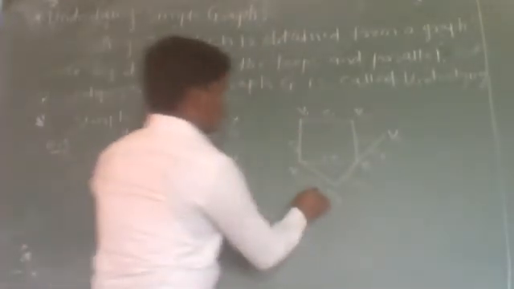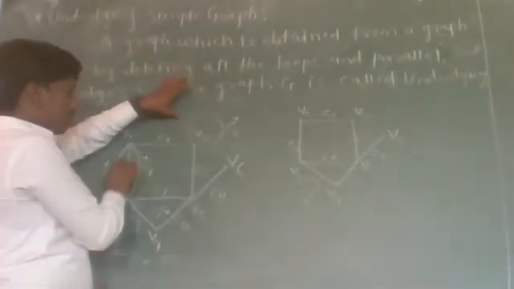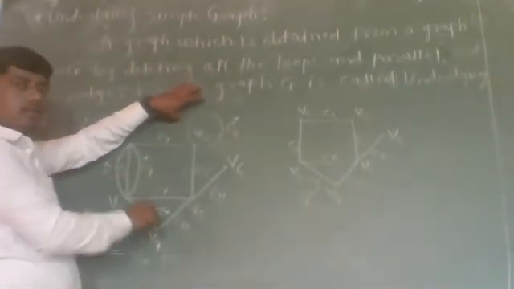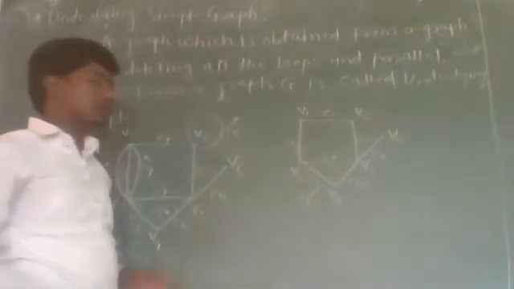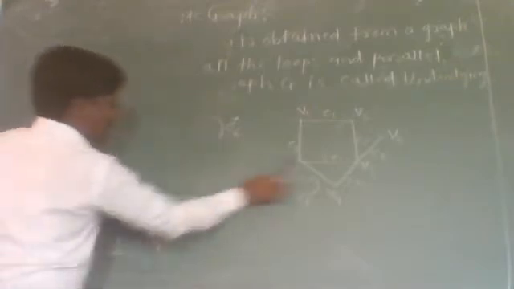So this graph G dash is nothing but our underlying simple graph which is obtained from graph G. Here we remove the loops and parallel edges from graph G. Then the obtained graph is an underlying simple graph. Now the next point is the complement of a graph.